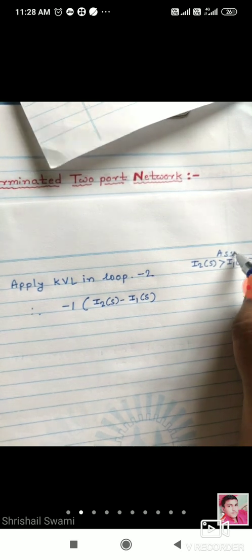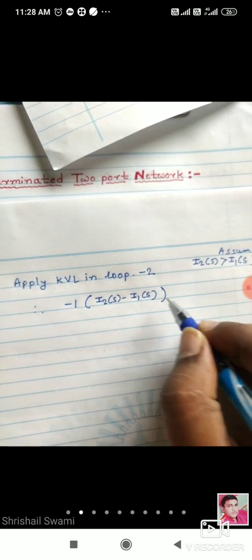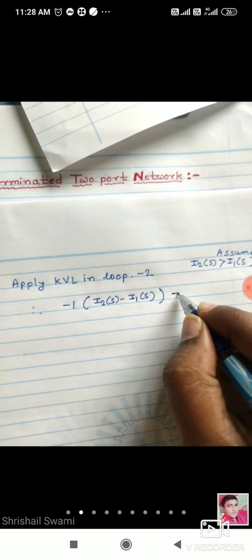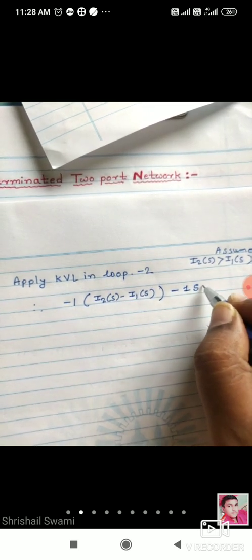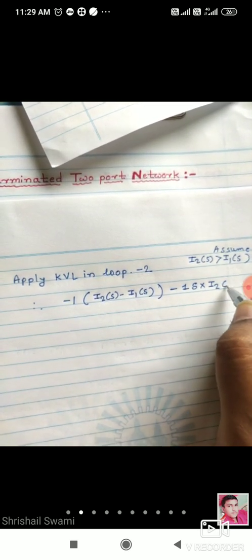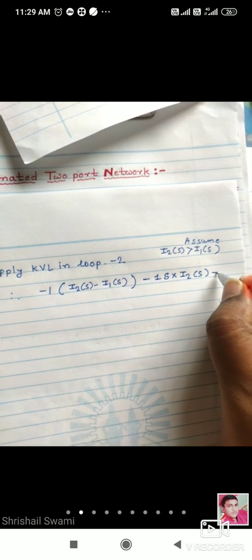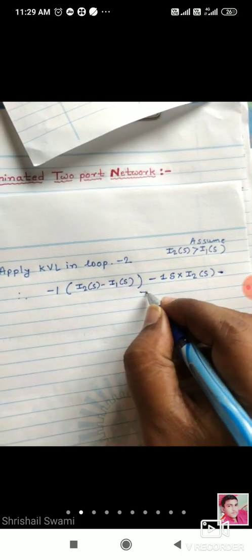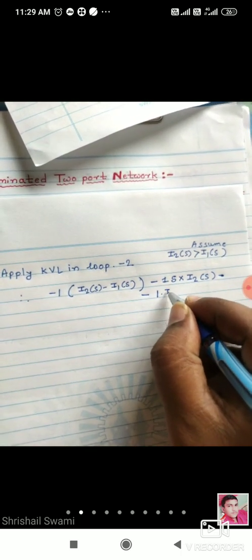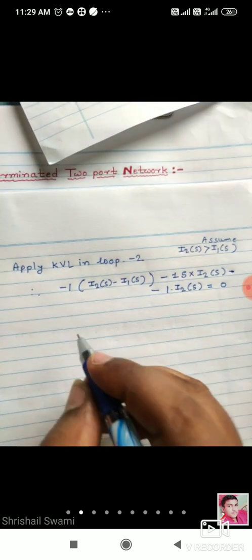इथं तुम्ही assumption करू शकता I2 of s is greater than I1 of s. So you can make the assumption. Now next -1s into I2 of s. Next minus किंवा इथं लिहूया -1 into I2 of s, कारण हे सिंगल ब्रांचेस आहेत, इज इक्वल टू 0.